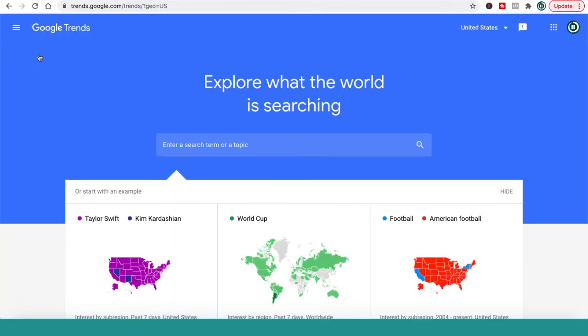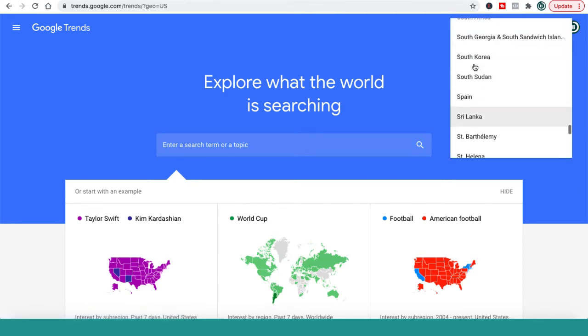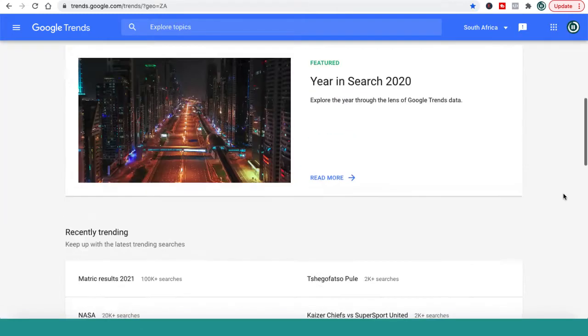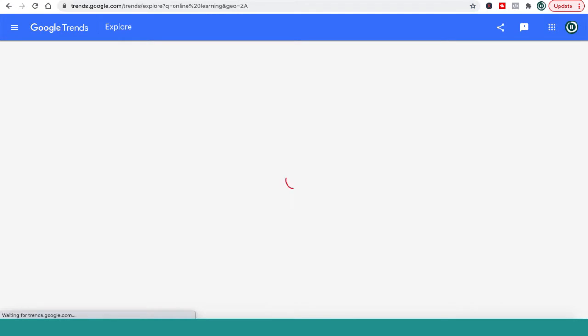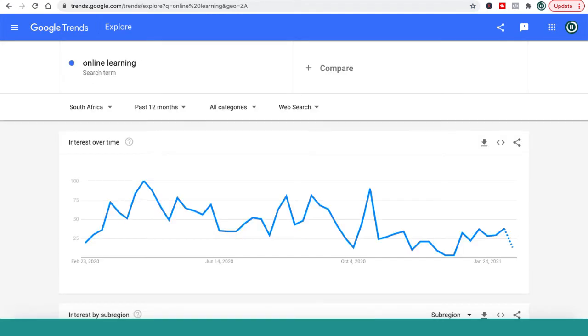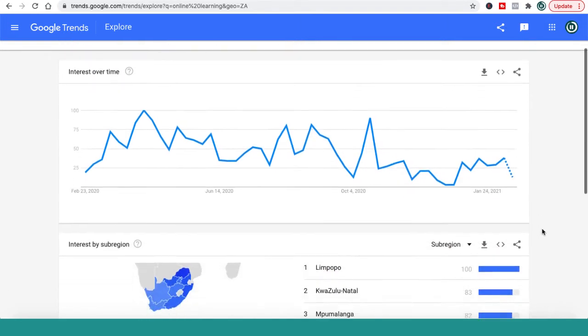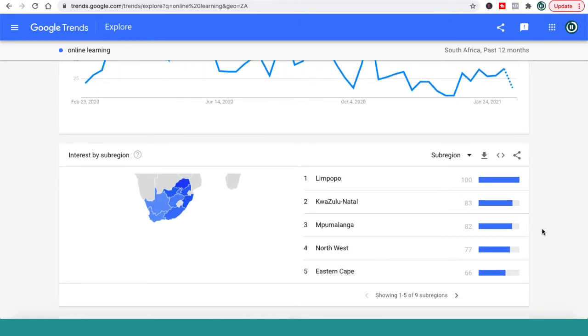Because I am based in South Africa, I'm going to go back to South Africa and enter a search topic. Let's have the topic as online learning. So my key search term is online learning, and I can see a graph of how often or how important that term is when it's searched on the web. The closer it is to 100 on the graph, obviously the better. This is over a 12-month period, and this current search is only in South Africa, so I can see where most of the searches come from.